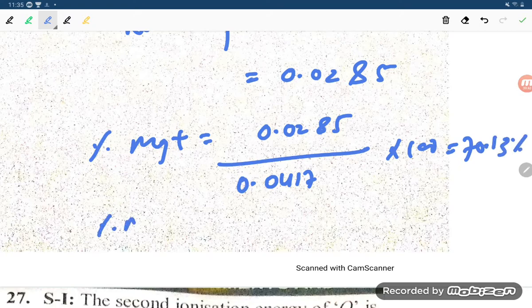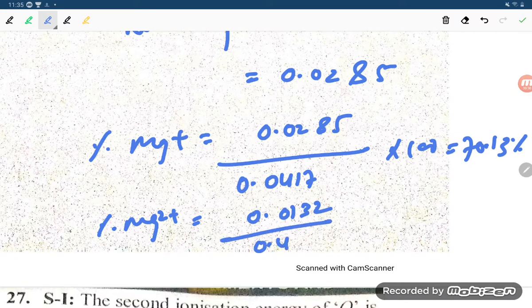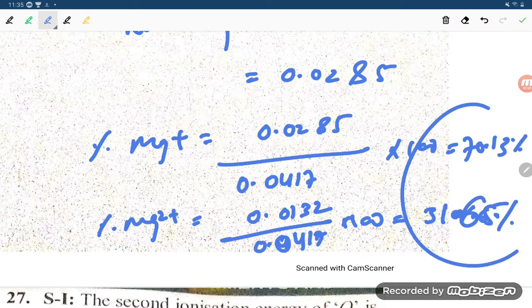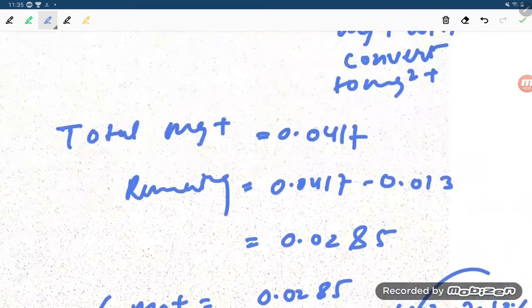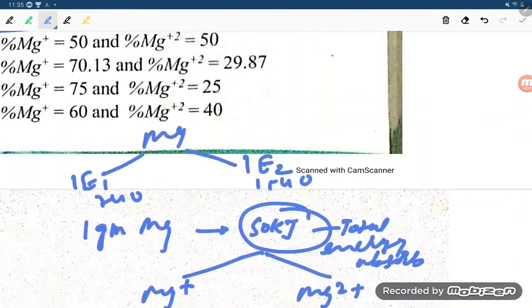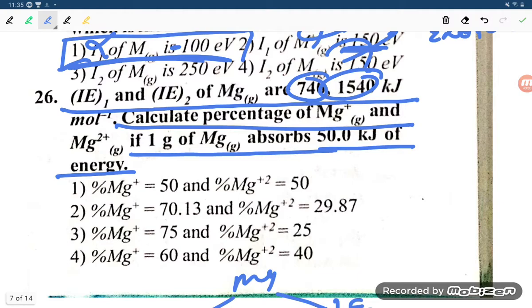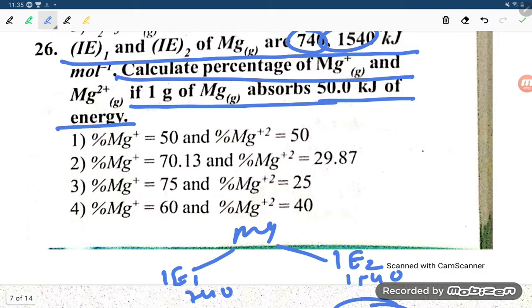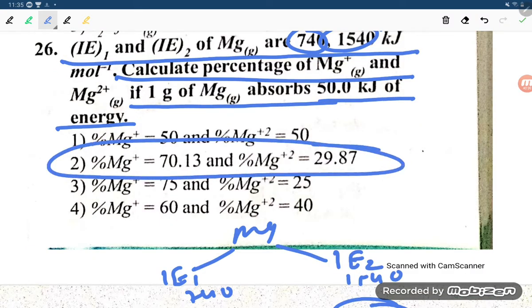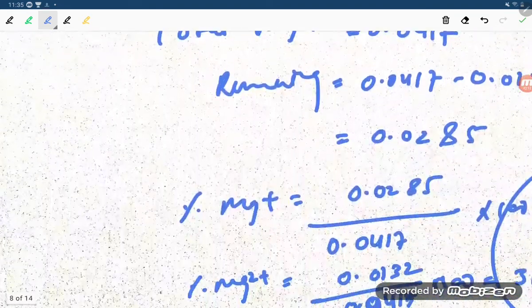And for Mg2+, how much? 0.0132 divided by 0.0417 multiplied by 100, so it is coming 31.65%. Okay, so that is Mg+ 70 and Mg2+ 31. So check and match with the options, student. Mg+ 70 and Mg2+ 29, so option number 2 is almost the correct answer, student.